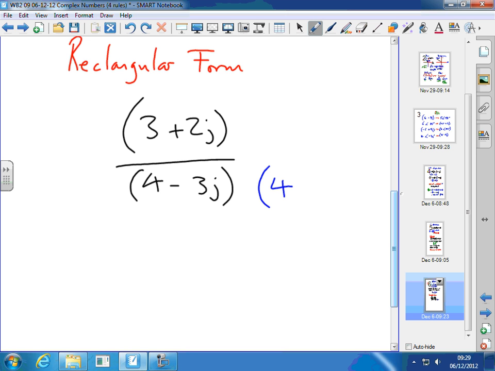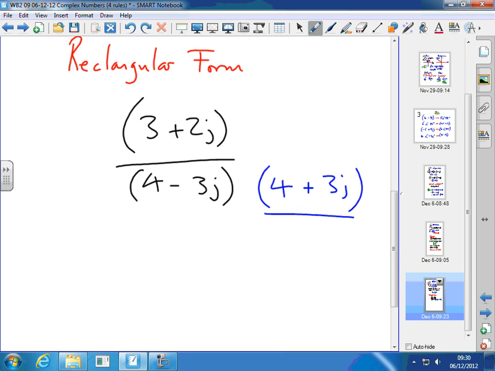And all that means is it's the same numbers, 4 and 3j, but instead we just swap the sign. So as this is minus, it becomes plus. If it had been a plus here, it would have become a minus. So that's called the complex conjugate. And as we'll see, the consequence of this is, when we multiply out, 4 times 3j, 12j, minus 3j times 4 gives minus 12j, and they cancel. So you're getting rid of the imaginary bit at the bottom.